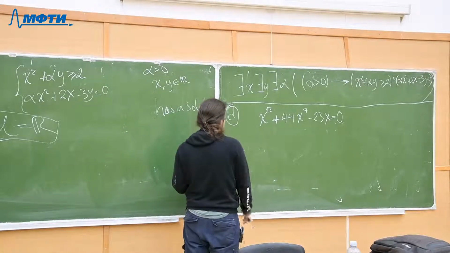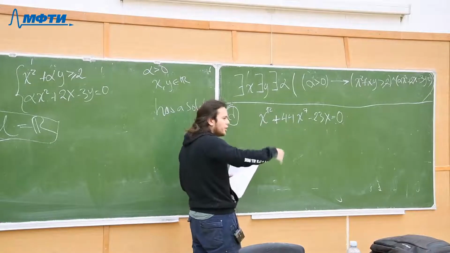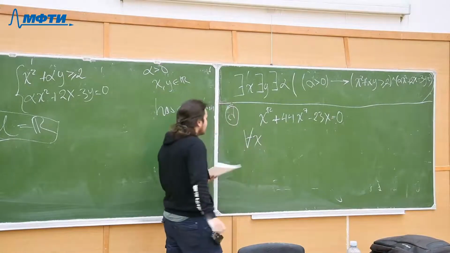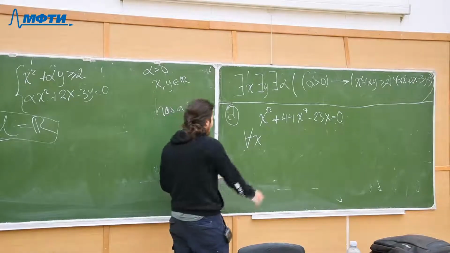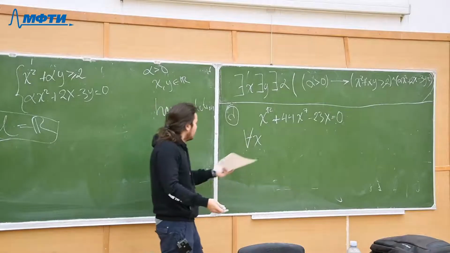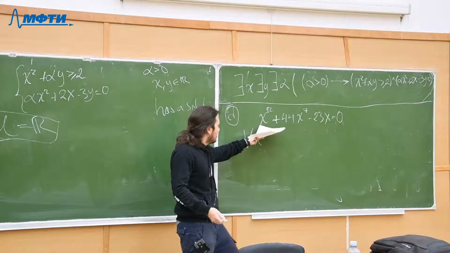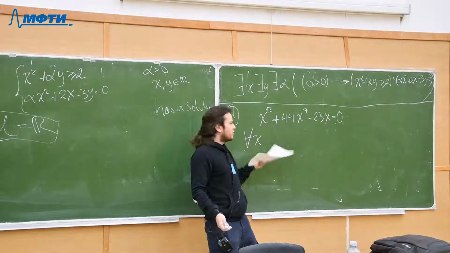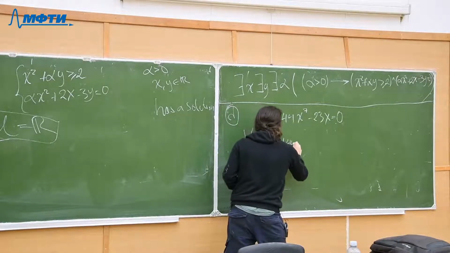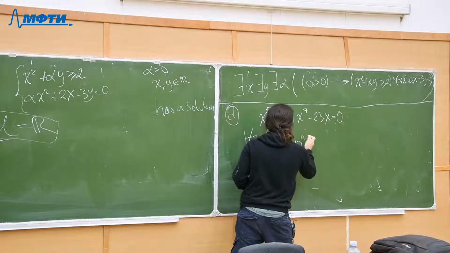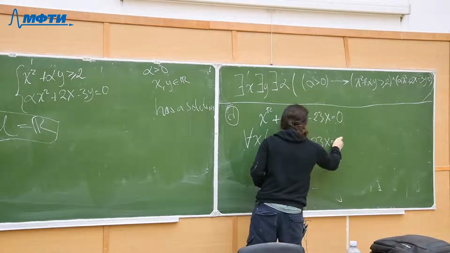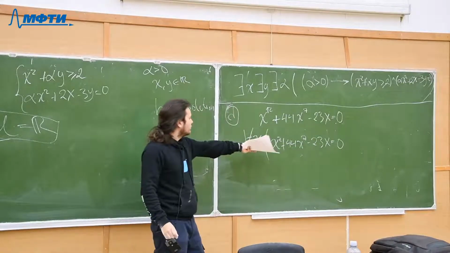So first of all, every real solution, for all x, right? For all x with what property? That is the solution of this, right? So for all x such that this holds, right?